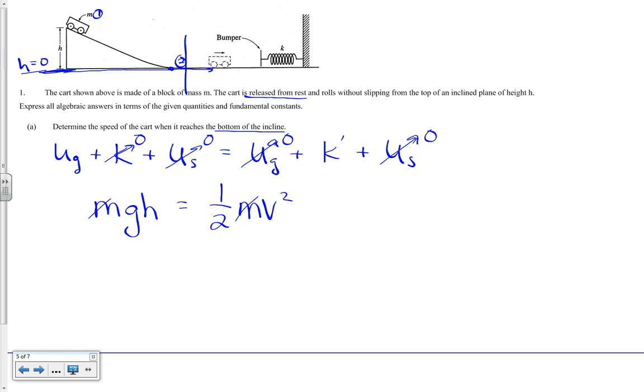Mass divides. Root 2g h. Gravity is a constant, h is given in the problem, we're good. So that's the velocity at the bottom of the incline.